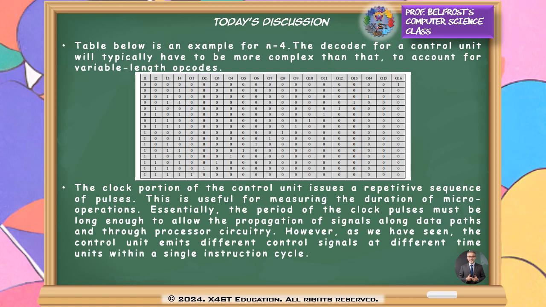The clock portion of the control unit issues a repetitive sequence of pulses, and this is useful for measuring the duration of microoperations. Essentially, the period of the clock pulses must be long enough to allow the propagation of signals along data paths and through processor circuitry. However, as we have seen, the control unit emits different kinds of signals at different time units within a single instruction cycle.